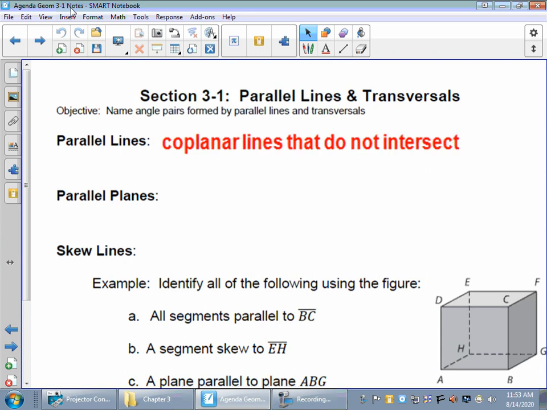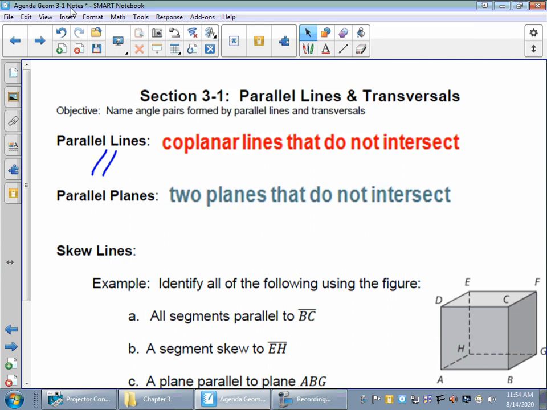You guys have probably heard of these before, but they're lines that do not intersect. And in fact, they're coplanar, so they've got to be on the same plane, and they do not intersect, so they never cross. Those would be parallel lines, like railroad tracks. And in fact, the symbol for parallel line is that. Okay, parallel planes, same basic deal. It's just two planes that do not intersect.